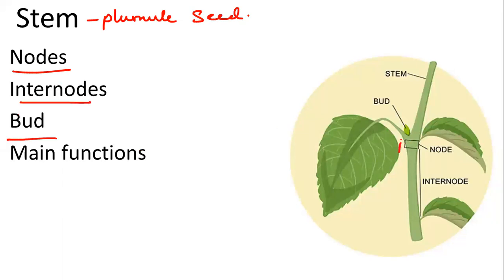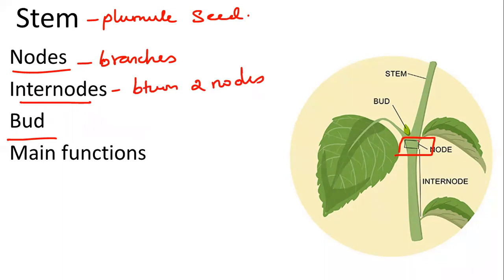You can see the node. The node region helps in originating the branches. From where the branches originate, that is the node. And internode is the portion between two nodes. Let's say this is one node and this is another node. In between there is a space, and that is called the internode.